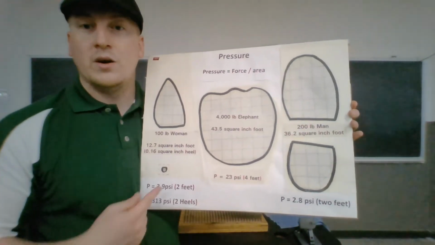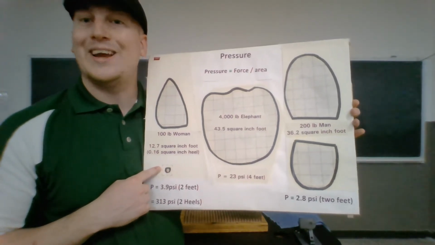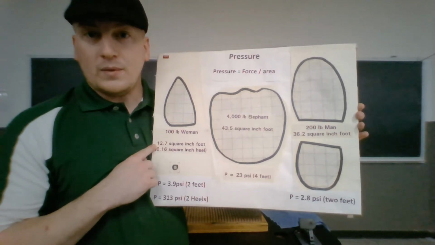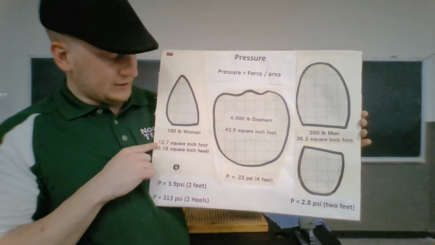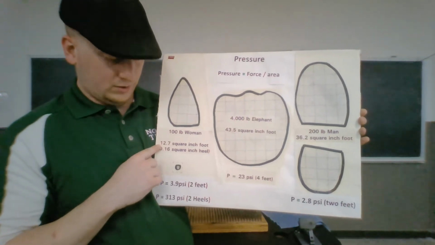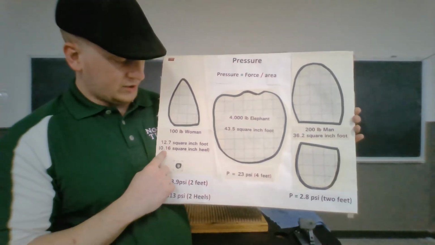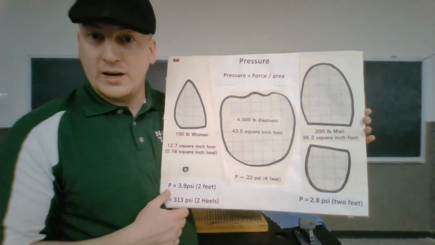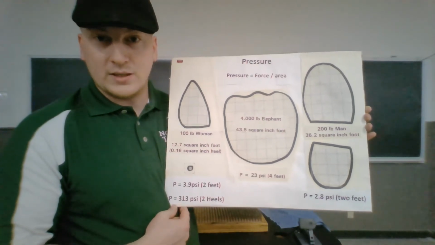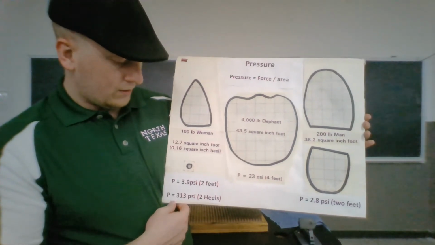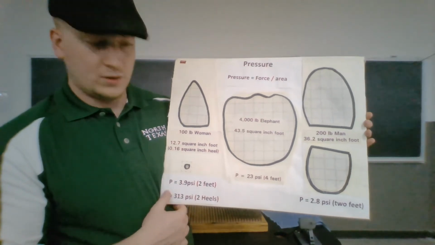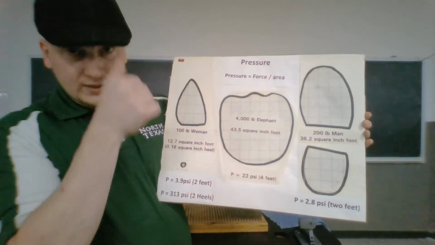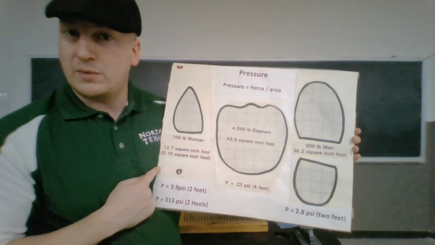As you can see here, we have a diagram of a woman wearing a prominent heel shoe, where you can see that the pressure of a 100-pound woman has to do with a 12.7 square inch foot with basically a 0.16 square inch heel. We have a PSI of about 3.9 for the feet, and we also have a PSI of 313 for two heels. So for the feet it's only 3, but for the heels it's 313. Oh, it's not 10.6, it's 0.16, my correction.